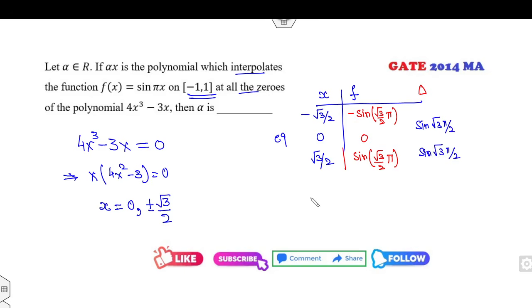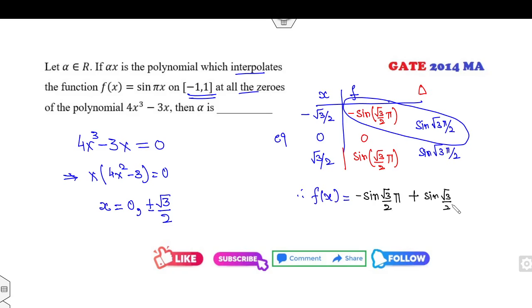Fine. Now once they are the same, you can write the polynomial. f(x) is the first pair, this line: a constant minus sin(√3/2) plus sin(√3/2)·π·(x + √3/2). This f(x) is given to you, where α(x) is my interpolator. Then your target is to find the α. You can choose any pair.